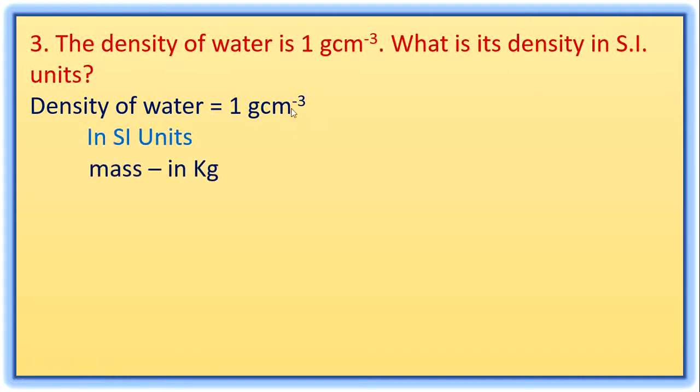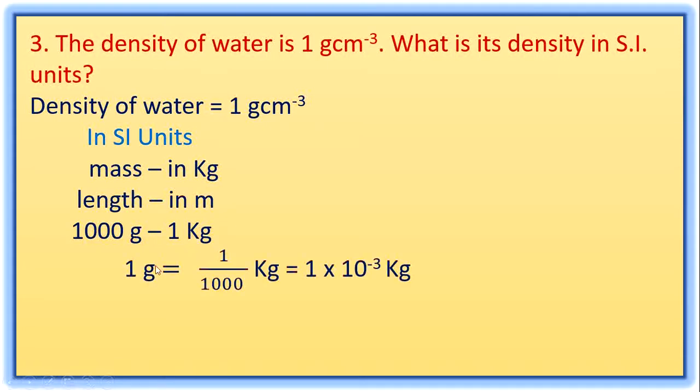In SI units, we convert the gram into kilogram and the length into meter. Here the mass is in gram, so we convert the gram into kilogram, and the length, given in centimeter, into meter. So, 1000 gram is equal to 1 kg. Now, what is the value for 1 gram? 1 gram is equal to 1 by 1000 kg. Take this 1000 as 10 power minus 3 kg. So, 1 gram is equal to 1 into 10 power minus 3 kg.